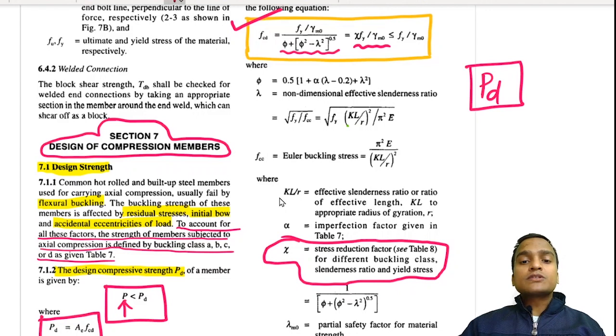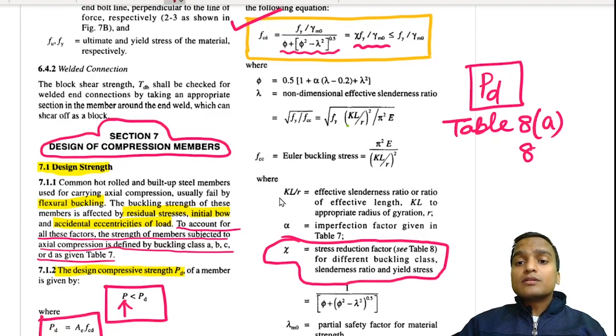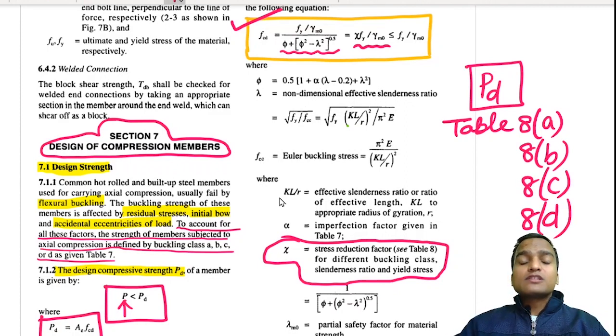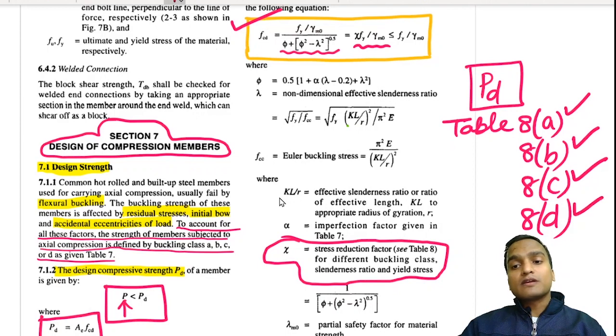Alright, so this stress reduction factor is clearly given in table 8, and it is given for different buckling classes. So table 8 is divided into 4 parts because there are 4 buckling classes. So we have table number 8A, 8B, 8C, 8D. All these 4 tables of table 8 list down the value of the stress reduction factor for buckling class A, buckling class B, buckling class C and buckling class D, and I will be showing all these tables just in due course.